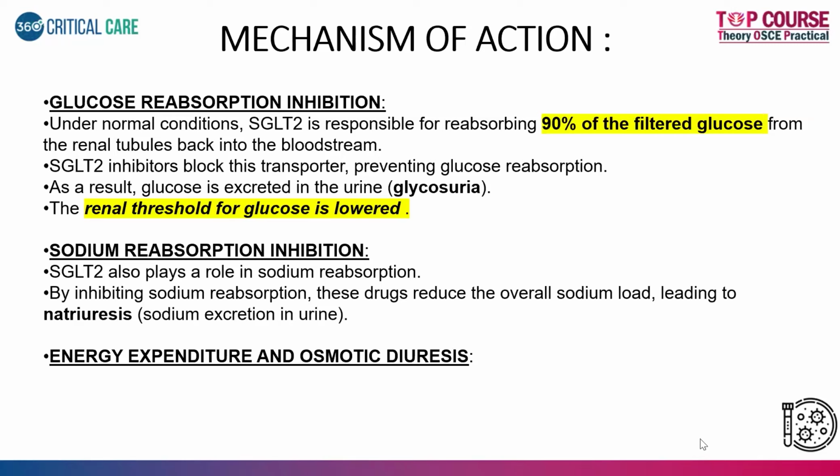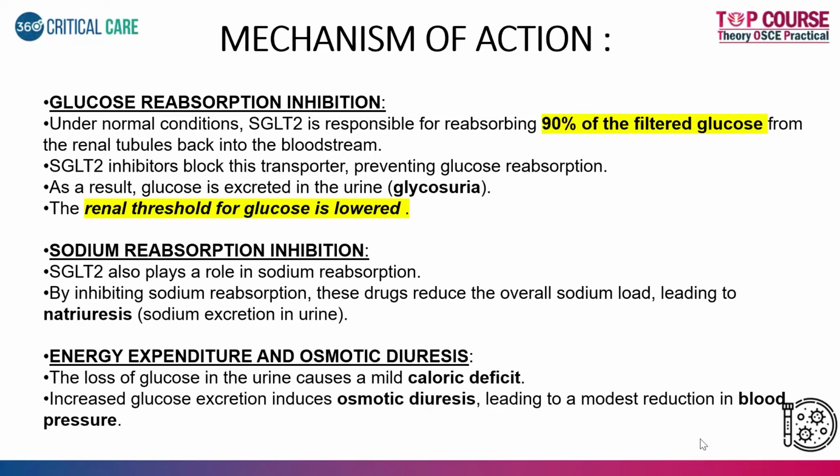When this is inhibited, SGLT2 also plays a role in sodium reabsorption. It inhibits sodium reabsorption, causing the overall sodium load to decrease. How does it do this? It causes natriuresis, that is, removal of sodium in the urine. Because there is glycosuria and removal of sodium, there will be a net loss of calories, or energy, in the body, and that causes a calorie deficit.